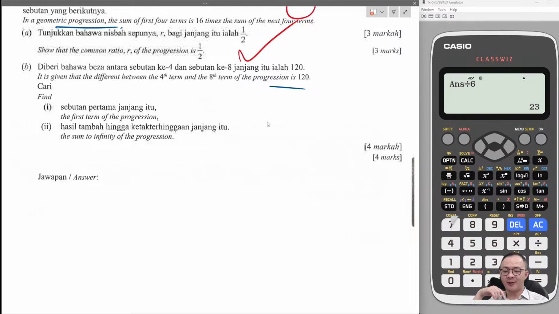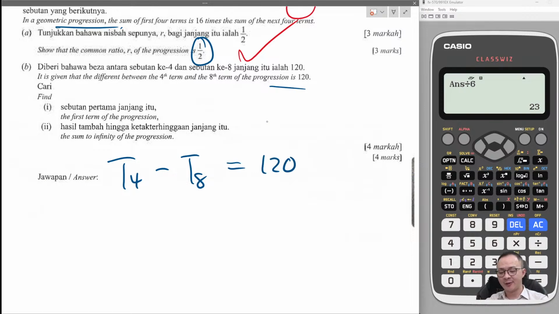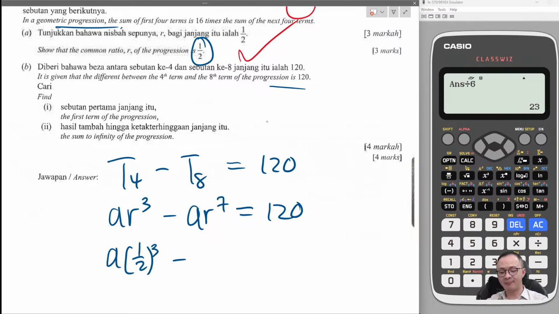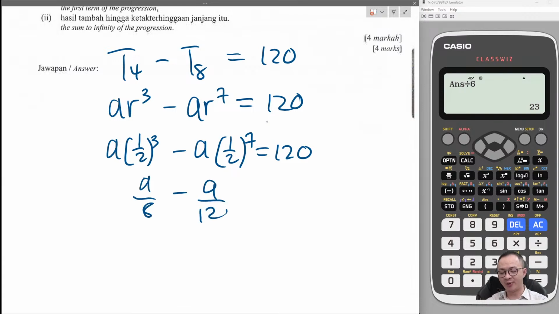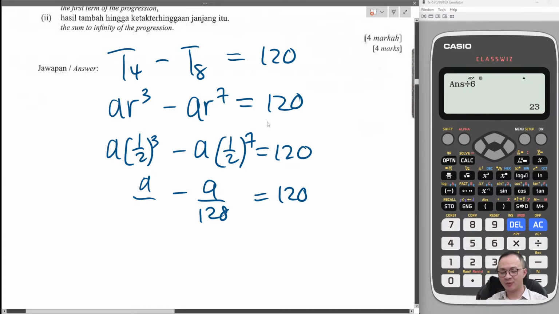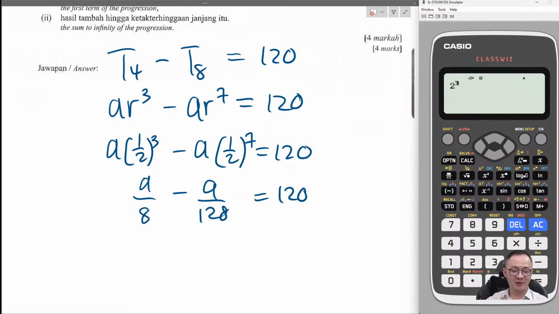If R is 1 over 2, it means my numbers become smaller and smaller, so my T4 is definitely bigger than T8. So this is AR3 minus AR7 equals 120, and the R value is given. 1 over 2 power of 3 minus 1 over 2 power of 7 equals 120. Use a calculator. This is A over 8 minus A over 128, since 2 power of 7 is 128, correct?